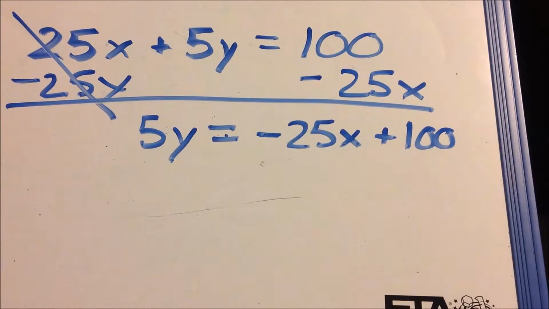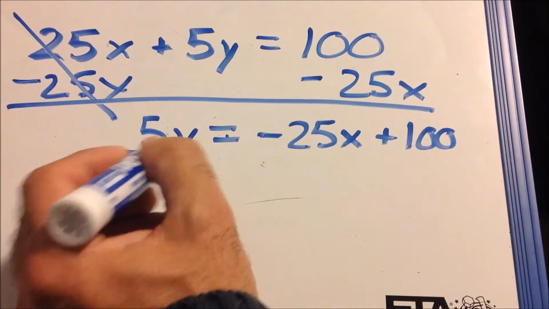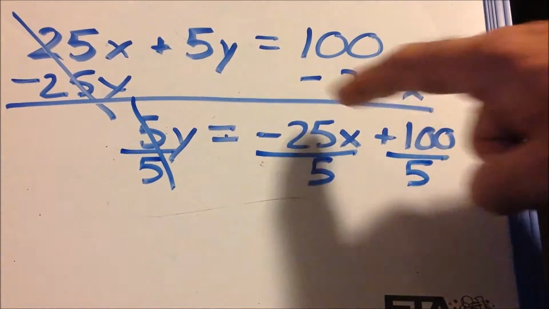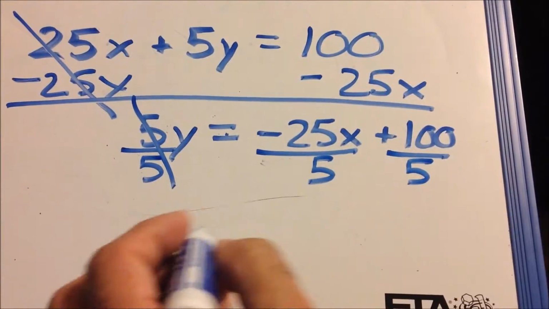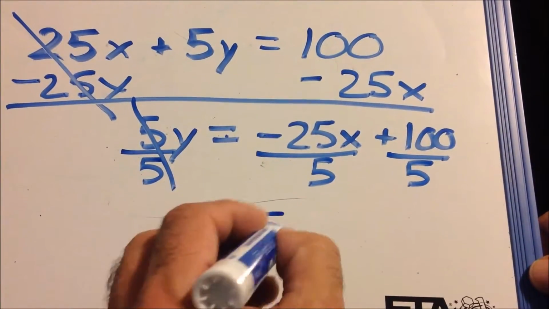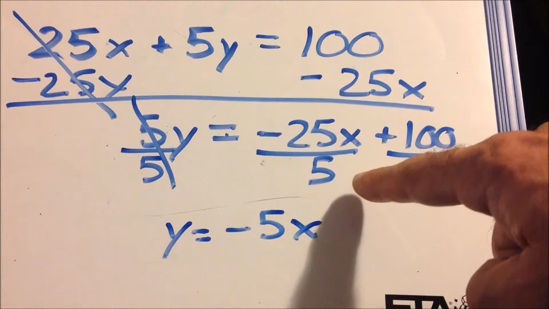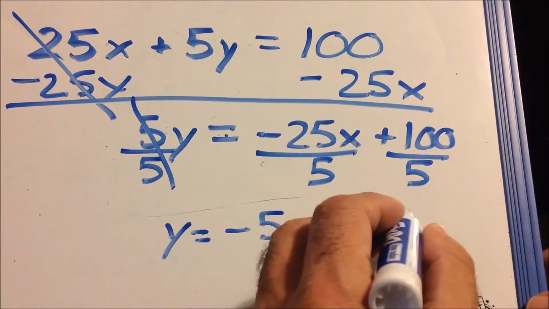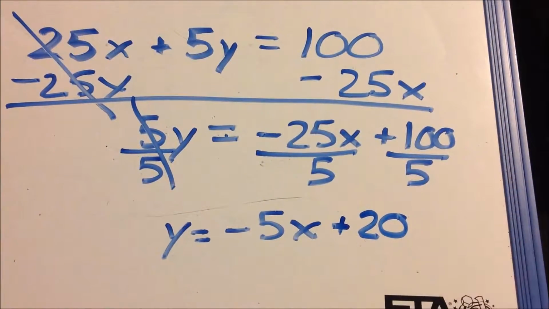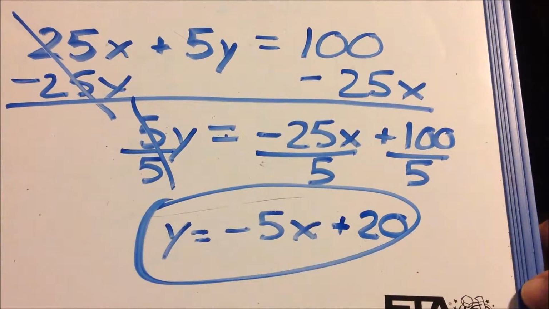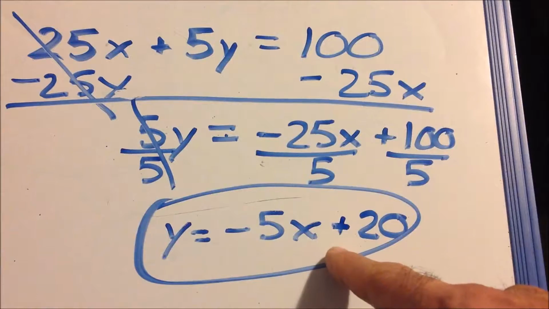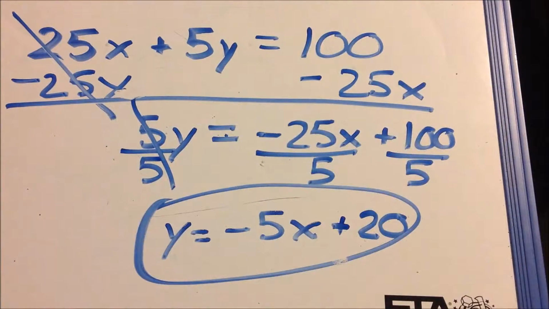What's the next step? Well, we want the y by itself, so we're going to divide out the 5, on both numbers here. So we can say y equals negative 5x, since 25 divided by 5 is 5, but there's a negative there, plus 20, since 100 divided by 5 is 20. So again, we've taken standard form up here and made it into slope-intercept form. You should review the video on that if you didn't understand it.